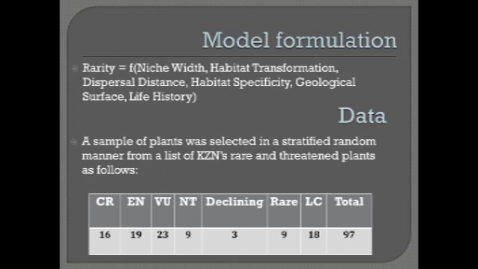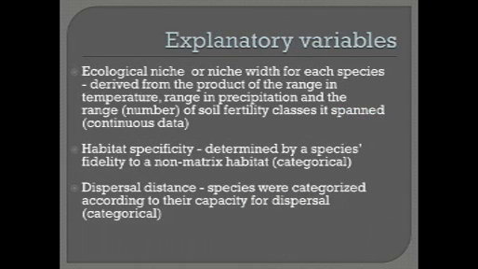Ecological niche width was derived from the product of the range in temperature, the range in precipitation, and the range in number of soil fertility classes in which the plants occurred. Habitat specificity was determined by a species' fidelity to a non-matrix habitat, so it would be wetlands or scarp forests, or even those species that in the literature were referred to as habitat specific, and they were classed as being habitat specific.